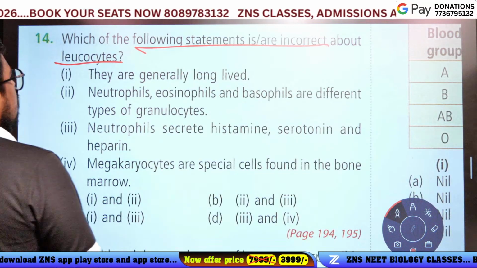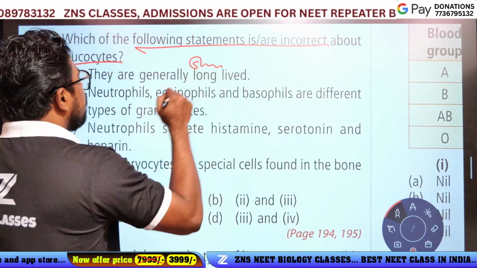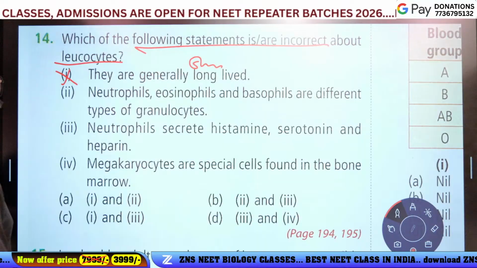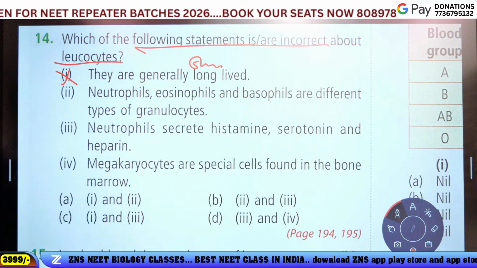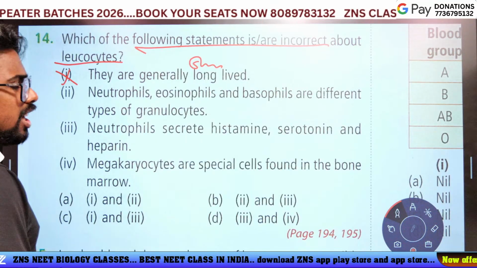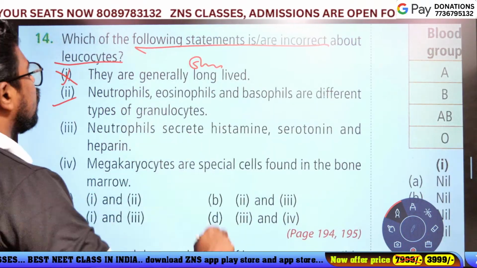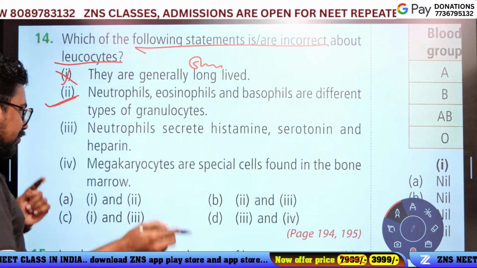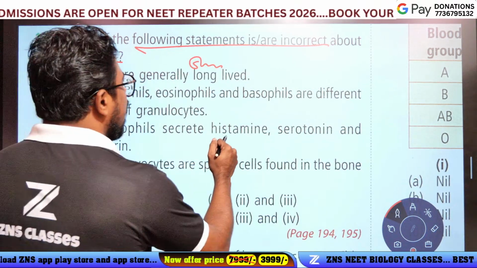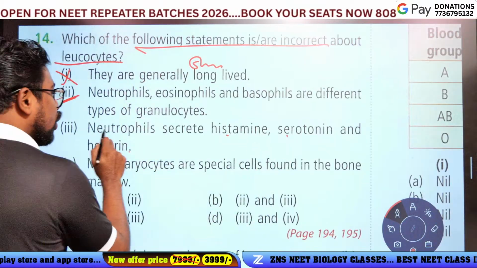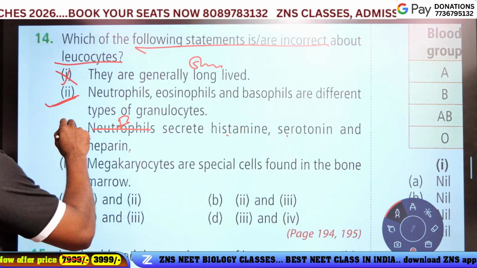Which of the following statements is incorrect about leukocytes? Again, same concept, same questions. They are generally long-lived? No, they are short-lived, so this statement is incorrect. Neutrophil, eosinophil, and basophil are different types of granulocytes. Yes, it's correct. Neutrophils secrete histamine, serotonin, heparin? No, basophils secrete histamine, serotonin, heparin, so the statement is incorrect.